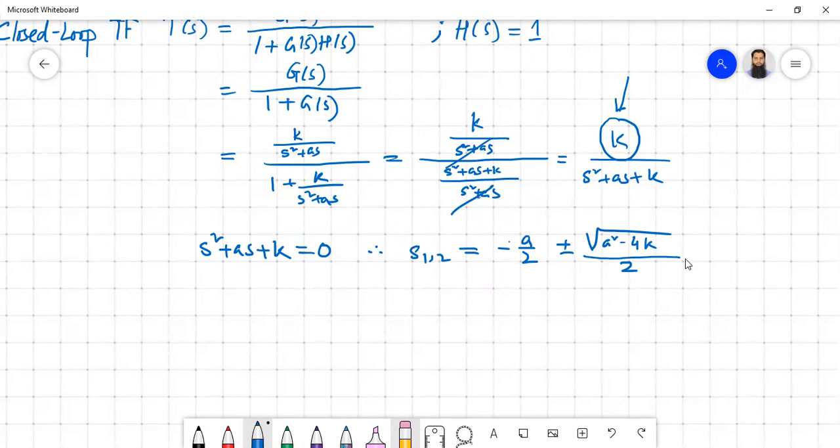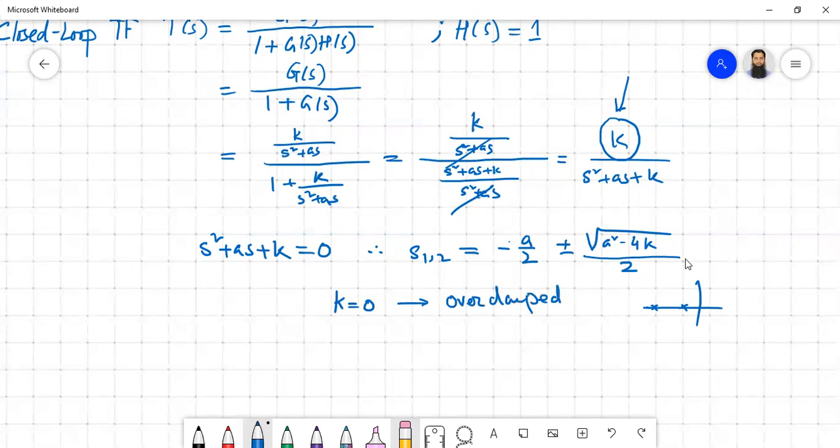Now, based on the value of K, we can have different conditions. Basically three conditions. One condition can be K equal to 0. In that case, we have two different locations, minus a by 2 plus something and minus a by 2 minus something, on the same real axis.